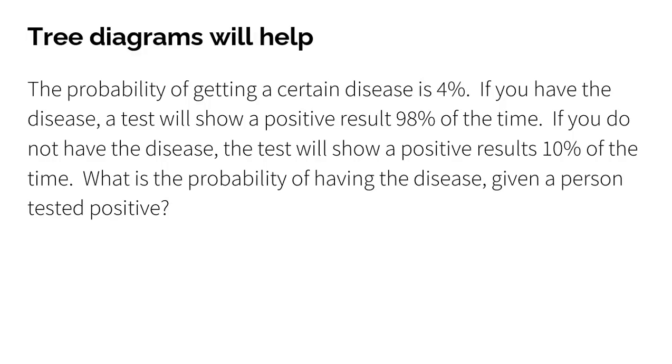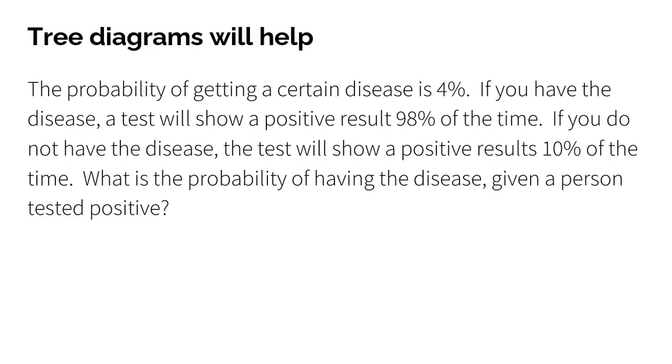answer a conditional probability. So the probability of getting a certain disease is 4%, which automatically tells me not getting the disease is 96%. If you have the disease, a test will show a positive test 98% of the time. Okay, good. You have the disease, it should show a positive result. If you do not have the disease, the test will show a positive result 10% of the time. Well, that would be a false positive. You don't have the disease, but it says you do. And that typically happens with tests.